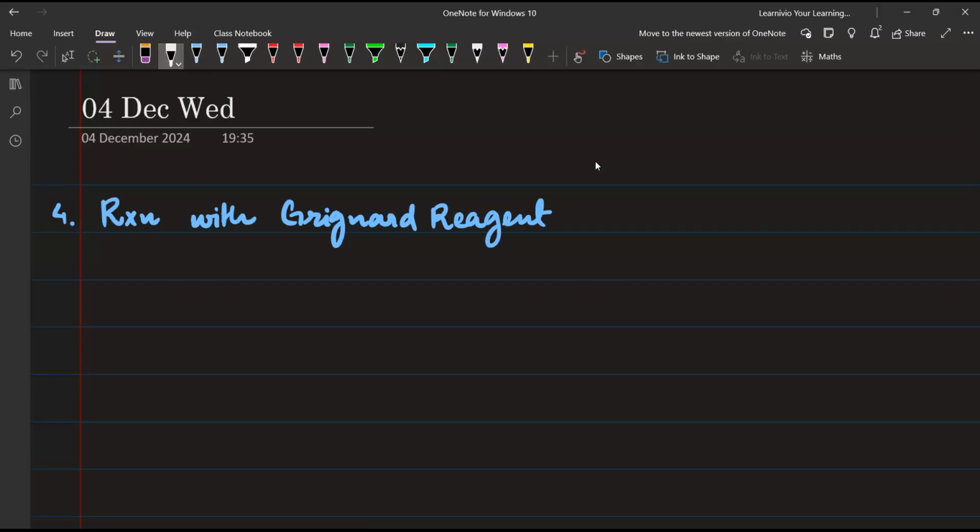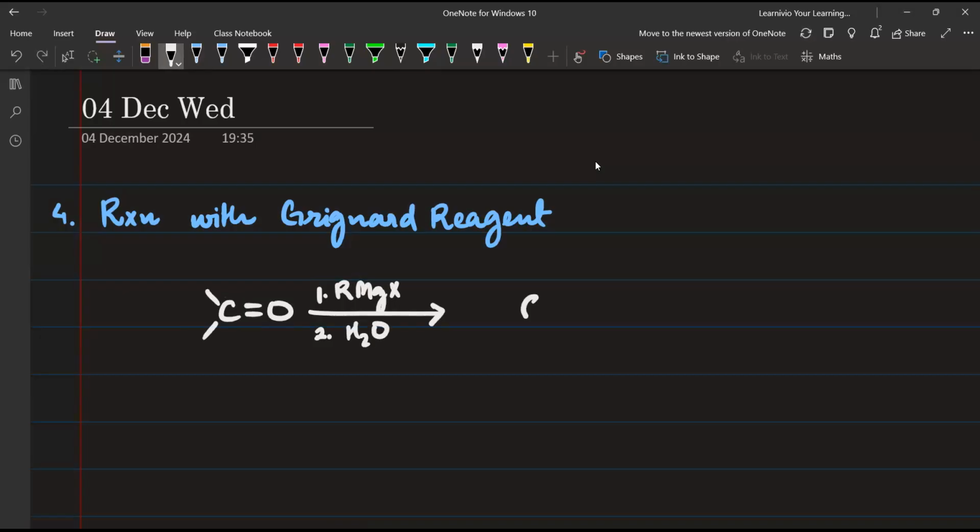Now, in Grignard reagent reactions, basically, we have a carbonyl compound. This may be an aldehyde or a ketone, C double bond O. We initially react this with RMgX, and in the second step we add H2O.